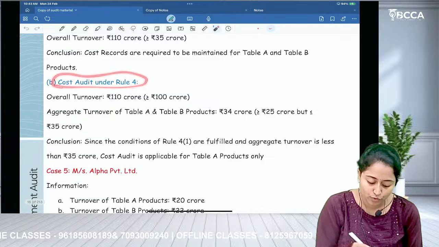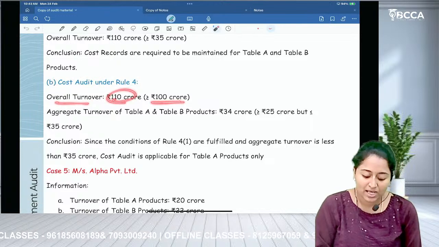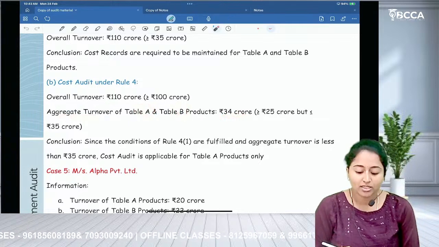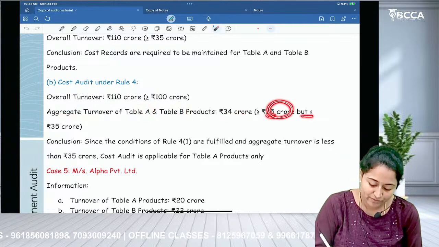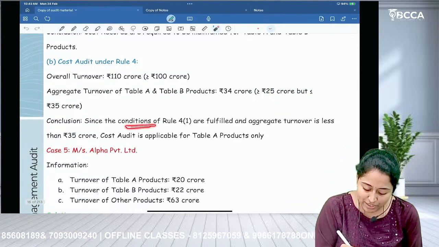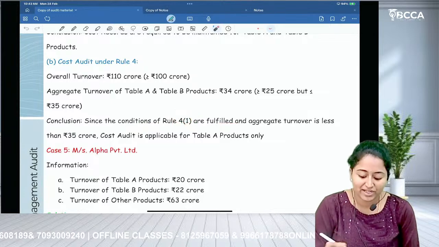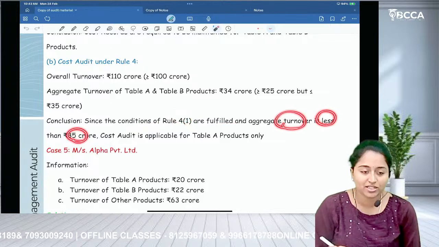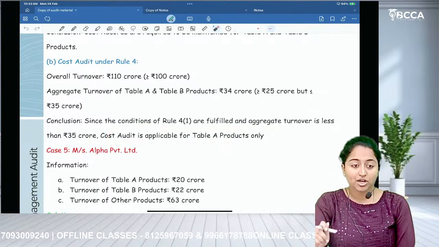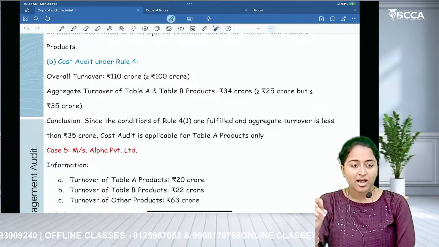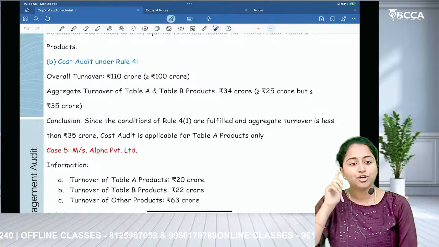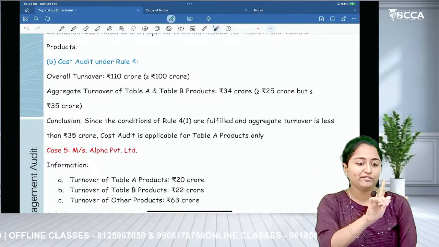Cost audit under rule 4, overall is 110 crores, more than 100 crores. Aggregate turnover of table A and table B products is 34 crores, which is more than 25 crores but less than 35 crores. Conclusion, since the conditions of rule 4 subsection 1 are fulfilled and aggregate turnover is less than 35 crores, cost audit is applicable for table A products only, because that is 'and', not 'or'. 100 crores limit is satisfied, but 35 crores limit is not satisfied. So it is not applicable for table B, only applicable for table A. Clear?